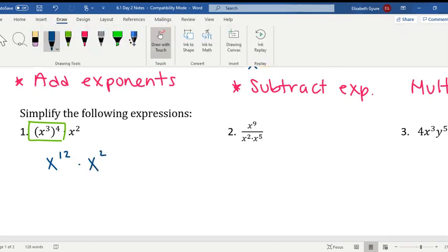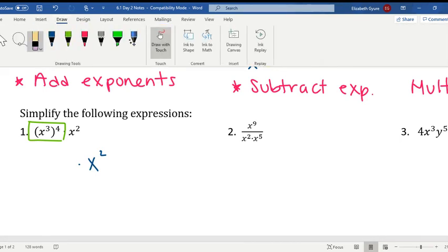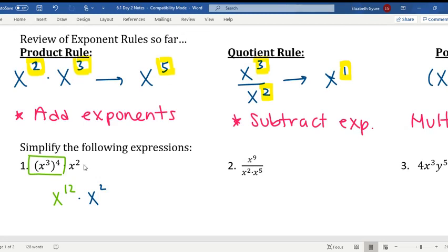So I took, here I'll color code this a little bit, I took this first part and I simplified it. That would become x to the 12th. So now I have x to the 12th times x to the second. So now if you take a look right up above, this is product rule. So product rule, this is birds of a feather add together. You add your exponents here.